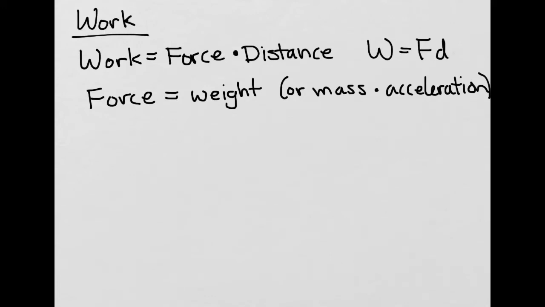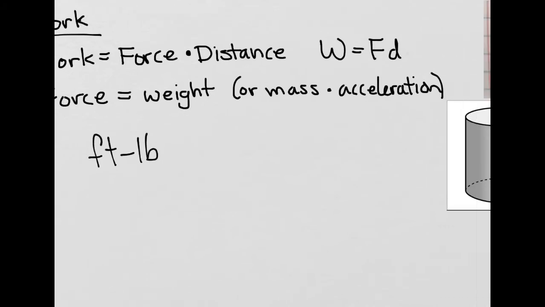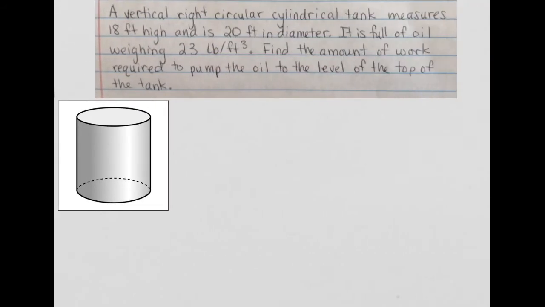Let's look at work and calculus. Work is equal to the force times the distance, or F times D. The force is equal to mass times acceleration, or the weight of the object. Work is measured either in foot-pounds, which we denote like this, or joules, which is a Newton meter. Let's go ahead and use this on an example.